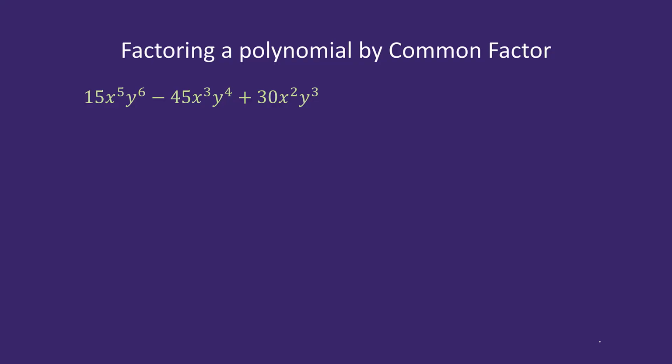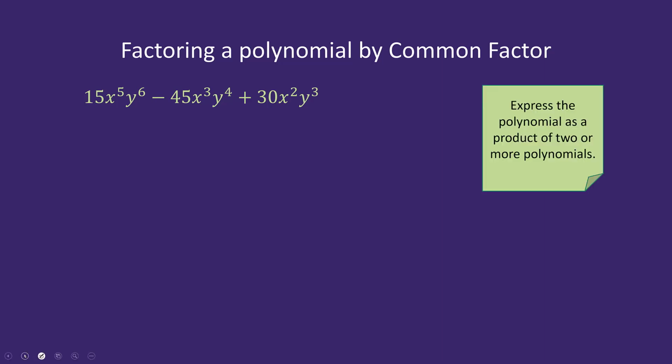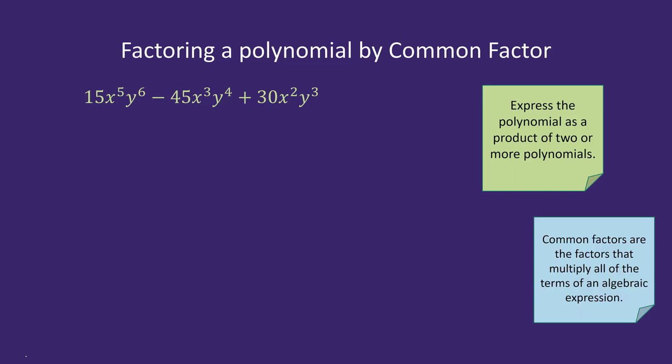In this video, we are going to see how to factor polynomials by common factor. First, remember that to factor something is to express it as the multiplication of two or more things. In this case, since we are factoring polynomials, we want to represent that polynomial as a multiplication of two algebraic expressions. To do that, we need to identify the common factor.